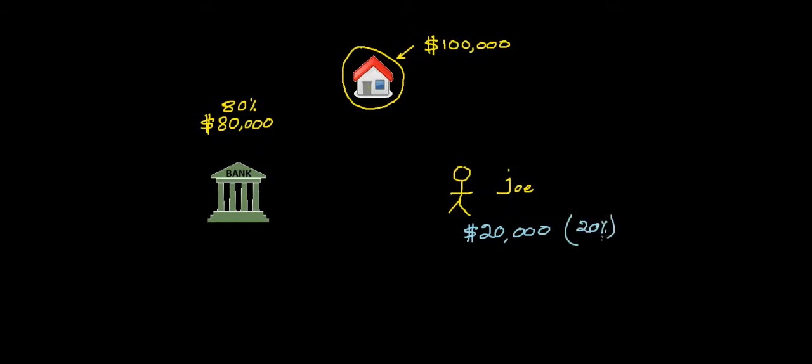The price of this property is, let's say, $100,000, and the bank said, Joe, I'm ready to give 80% of the value of the property, which is going to be $80,000. So Joe can borrow $80,000, and Joe can add the remaining 20%, which is $20,000, so that he can buy this property. He can go and live in this property.